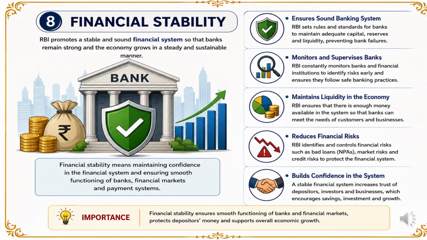RBI performs this function in five major ways. First one is RBI ensures a sound banking system by setting rules and standards for banks to maintain adequate capital, reserves and liquidity. Second one is RBI monitors and supervises banks to identify financial problems and risk at an early stage.